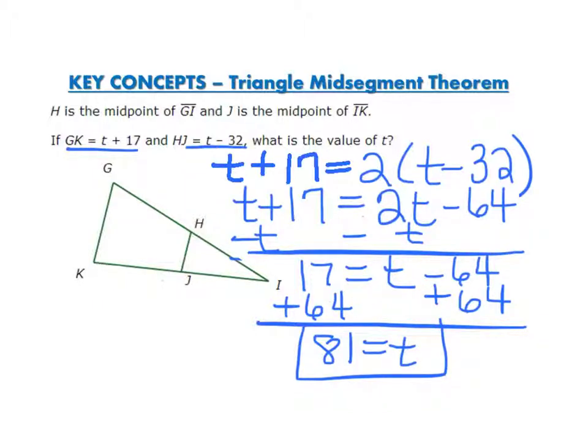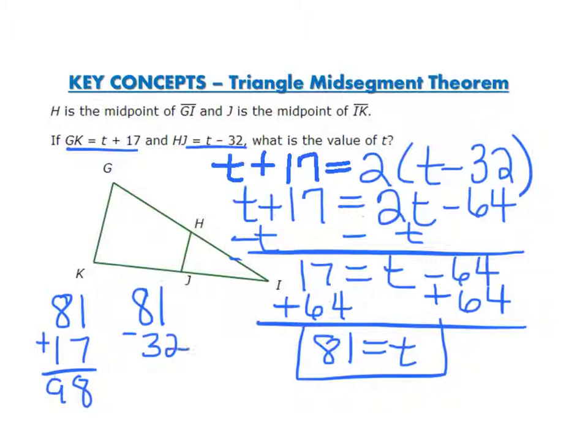Now I need to check that by going back to my original expressions. I'm going to take 81 plus 17, that gives me 98, and on the short side I'm going to take T, which is 81, minus 32, which equals 49. Half of 98 is 49, so I know that T does equal 81.